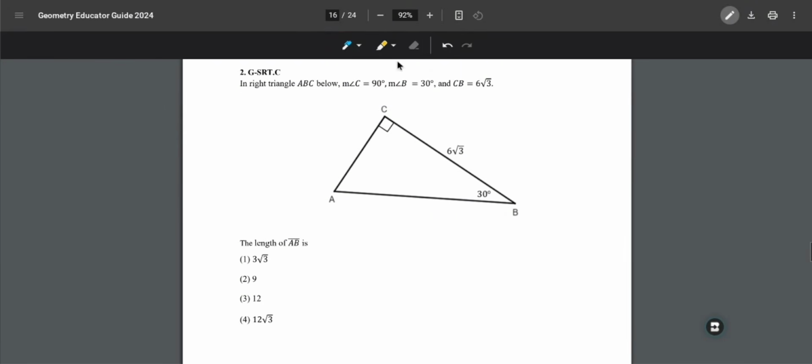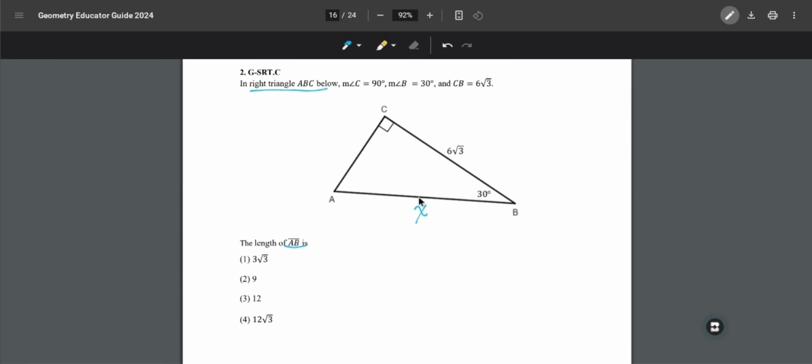Question number 2 says, in right triangle ABC below, measure of angle C is 90 degrees. Measure of angle B is 30, and CB is equal to 6 square root of 3. The length of AB is. So we're trying to determine the length of AB. So I know that this is a right triangle.